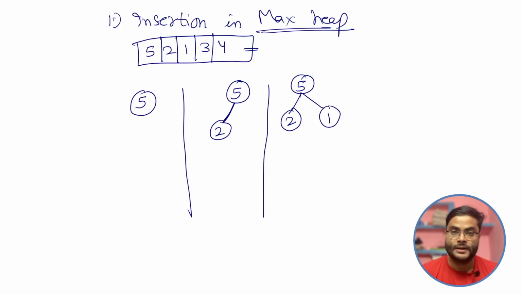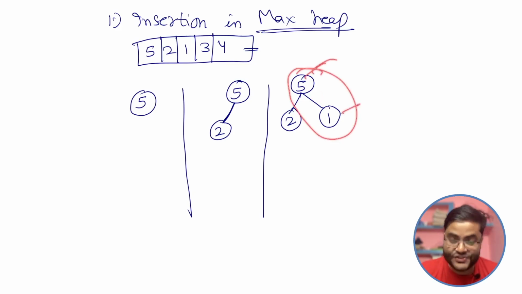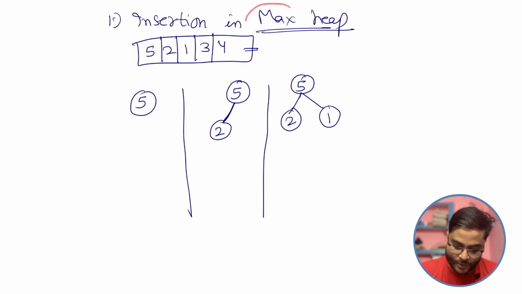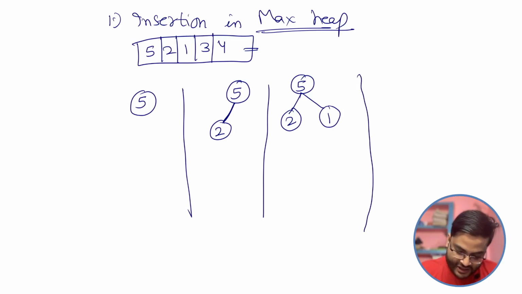Now 1 is less than 5, right? So the parent's value is greater than the child's value, that means it follows the property of MaxHeap. Okay, till now it is okay. Now we want to insert 3.